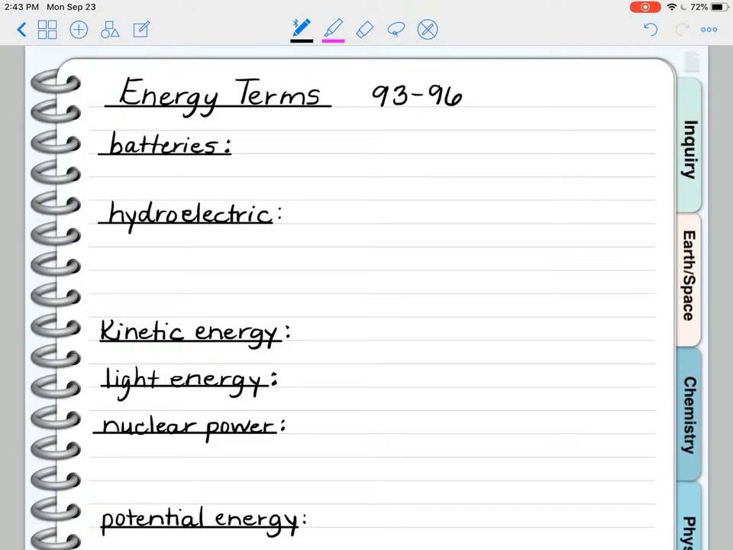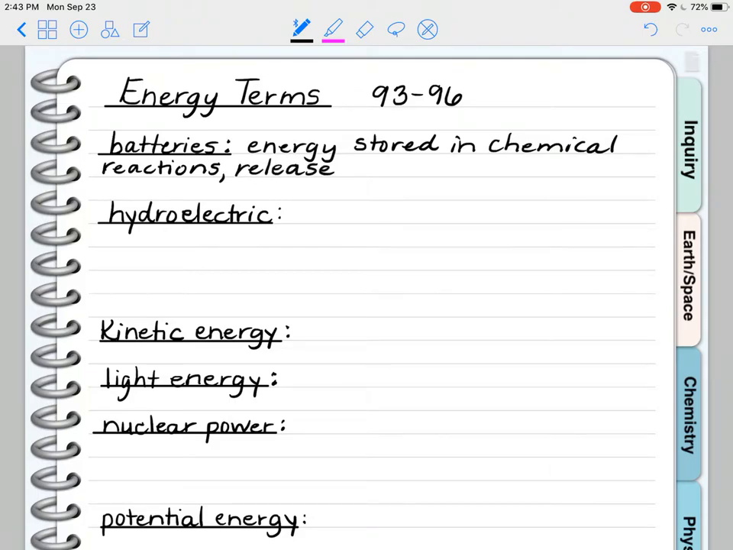It's good stuff. Okay, batteries are energy stored in chemical reactions, released as electrical energy. And you guys know what batteries are. You've seen those, I'm sure. I would bet on it if I were a gambling person.